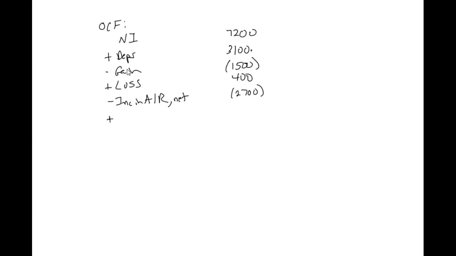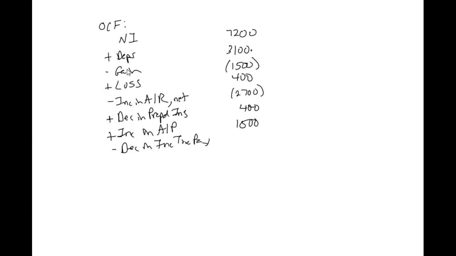We have prepaid insurance. That's also a current asset. It decreased, so we add it, and that's $400. Then we had an increase in accounts payable. That's a current liability going up, so we add it, and that's $1,500. And then we had a decrease in income tax payable.